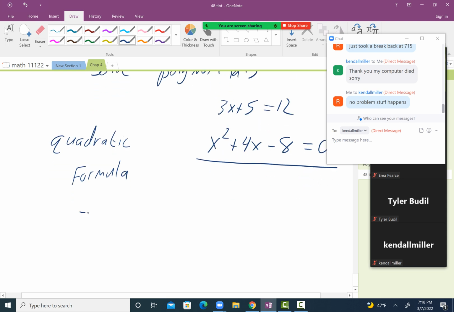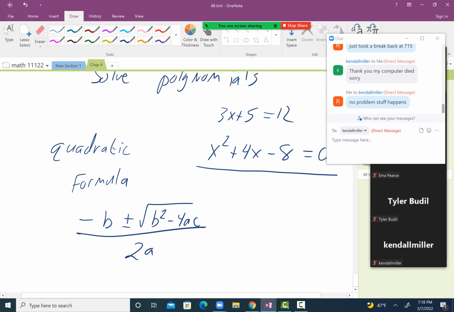Okay, so the quadratic formula goes: opposite of b, plus or minus the square root of b squared minus 4ac, all over 2a. All right, so that's the quadratic formula. Most of you should be somewhat familiar, if not pretty familiar, with it. All right, you saw it somewhere, probably in your math career.